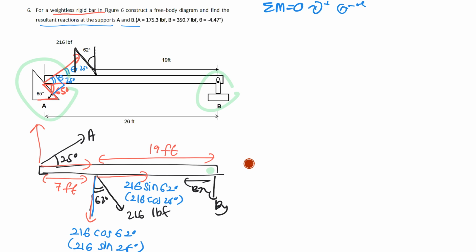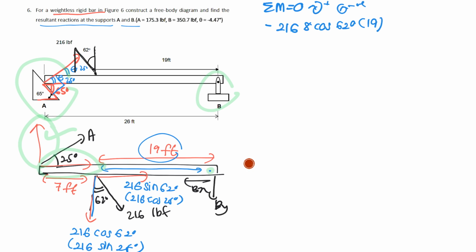So it's anti-clockwise, so I'm going to put it here as a negative 216. I'm going to use 62, right? So I put this cos 62 degree multiplied with the lever arm. The lever arm going to be 19, from the hinge up until the force. And then for the A, you need to resolve the component into y component and x component, because you need to find the force that is perpendicular. The one that is perpendicular here is AY, not AX.